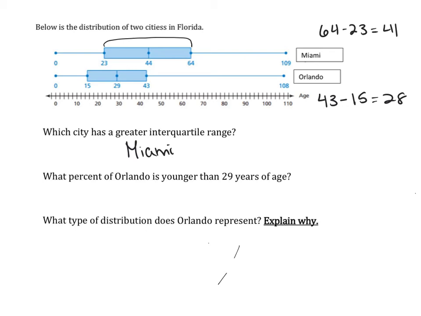What percent of Orlando is younger than 29 years? So once again, 25%, 25%, 25%, 25%. So 29 and down is going to be 50%.